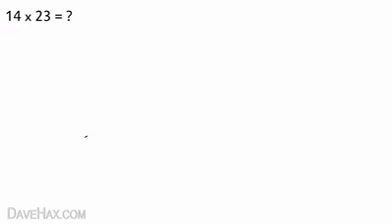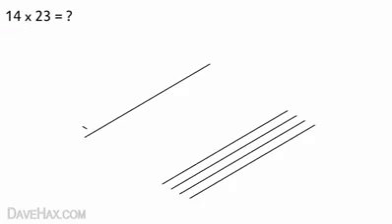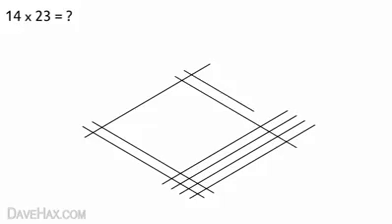So draw out the pattern. 1, 4, 2, 3. Mark out our zones, and now let's count the dots. Starting from the right, we have 1, 2, 3, 4, 5, 6, 7, 8, 9, 10, 11, 12. So we'll write 12 up here.